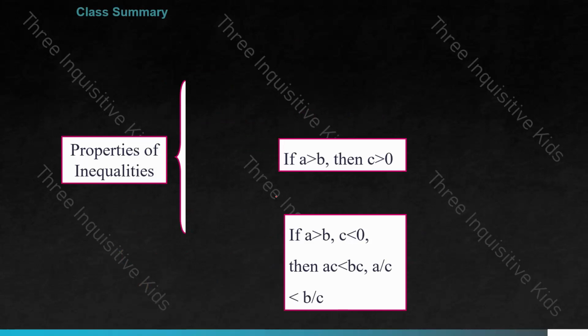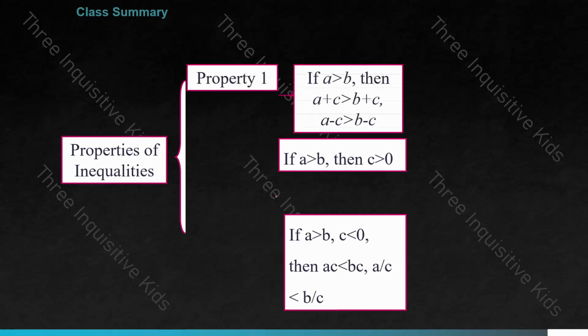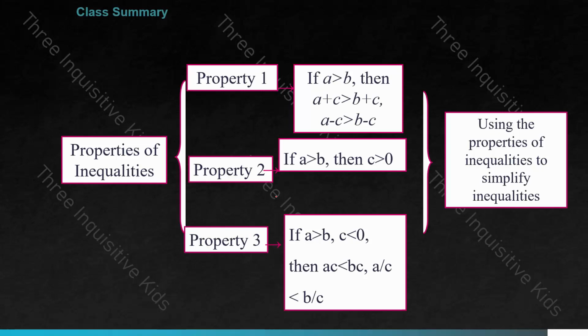Alright, here's your class summary. Today we looked at the properties of inequalities. Property 1 is if a is greater than b, then a plus c is greater than b plus c, or a minus c is greater than b minus c. Here's property 2. If a is greater than b, then c is greater than 0. Property 3. If a is greater than b and c is less than 0, then ac is less than bc, and a divided by c is less than b divided by c. And then we took these 3 properties and used them to simplify inequalities.